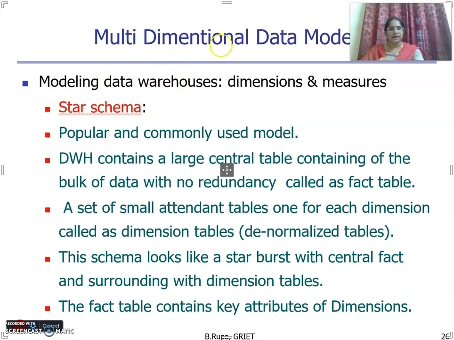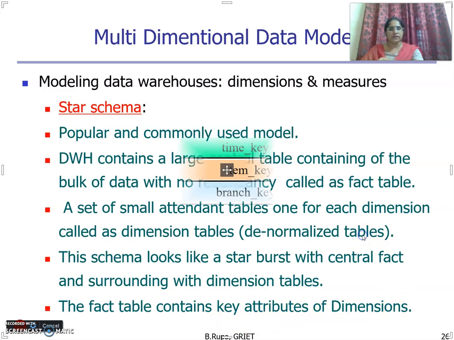The data warehouse contains a large central table containing a bulk of data with no redundancy, called the fact table. The central table within the star schema we call the fact table, and a set of small attendant tables, one for each dimension, are called dimension tables. This schema looks like a starburst with the central fact table surrounded by all the dimension tables. That's why we call it a star schema. The fact table contains the measures along with the key attributes of the dimensions.